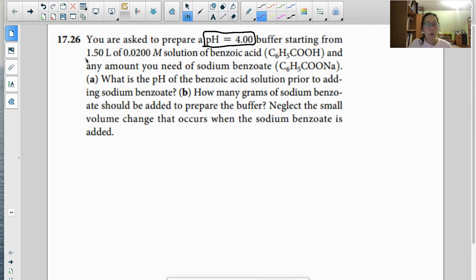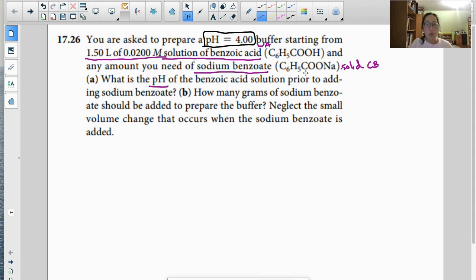We have 1.5 liters of a 0.202 molar solution of benzoic acid. So there's our weak acid right there. And we can add in as much sodium benzoate as we need. This is a solid, and this is the conjugate base of the weak acid. So the first part is just asking for the pH of the benzoic acid solution.